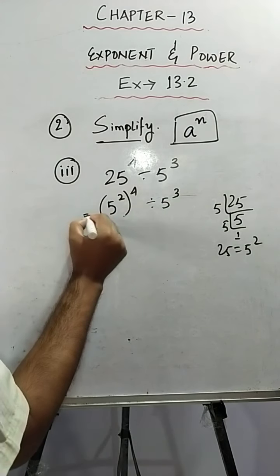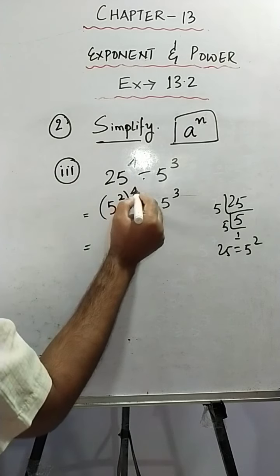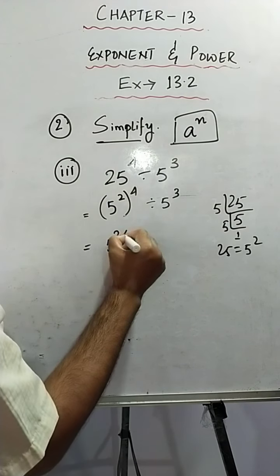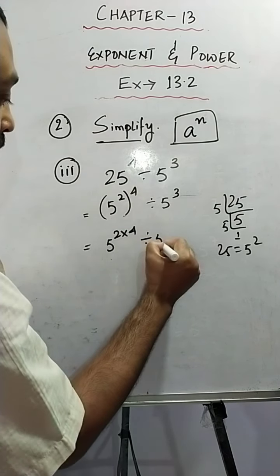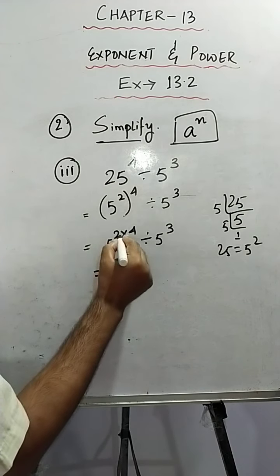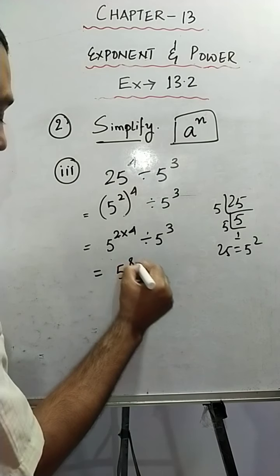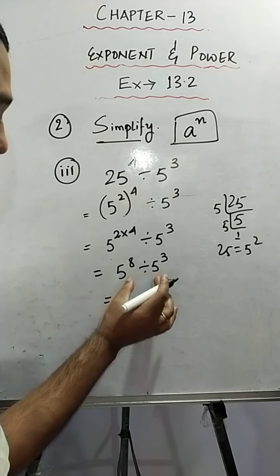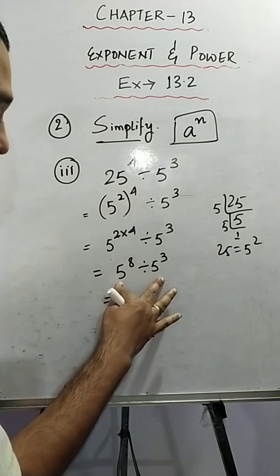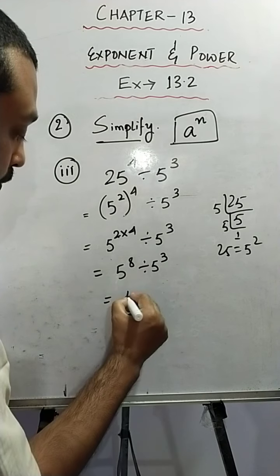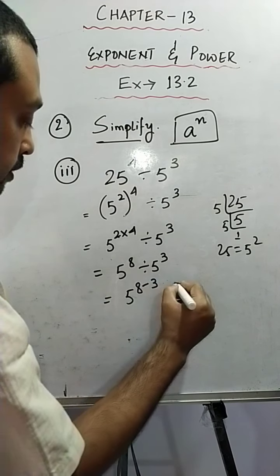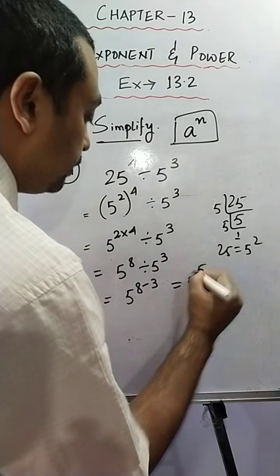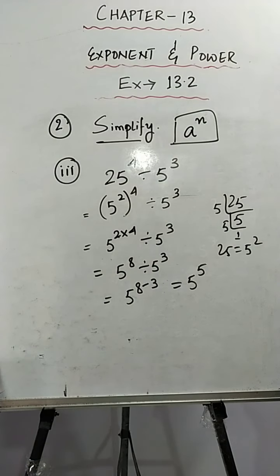Now this will obey the power law, that means we will multiply the powers, that is 5 to the power 2 into 4 divided by 5 cube. So 2 into 4 is 8, divided by 5 cube. Now a division sign is there between the two exponential values where the base is the same, so we have to subtract the powers. So that would be 5 to the power 5.